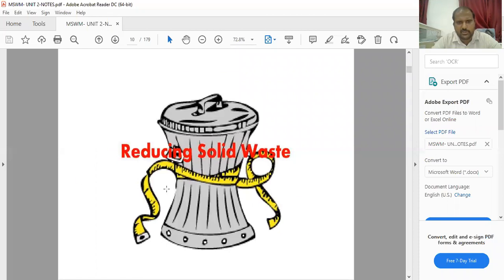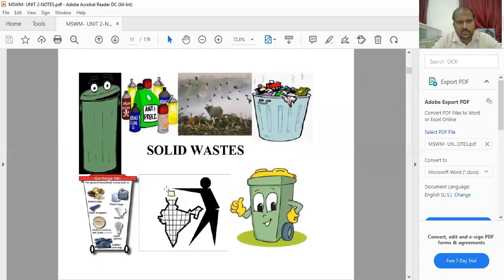So, reducing of solid waste. There are so many types of solid waste. These are some solid waste processes.